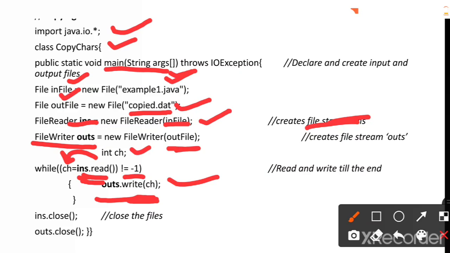Okay, and after carrying out all the copying operations from one file to another file, I am going to close the input stream by writing ins.close, and again I am going to close the output stream by writing outs.close.